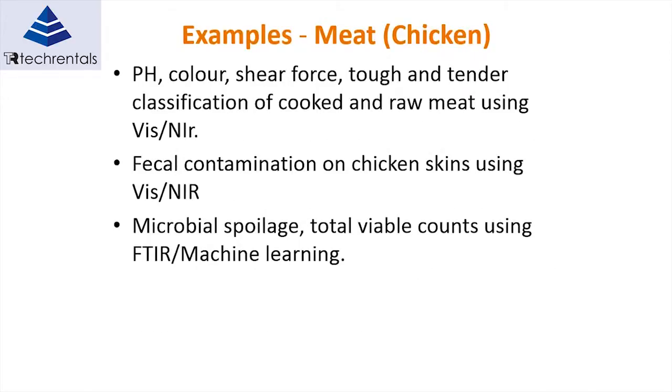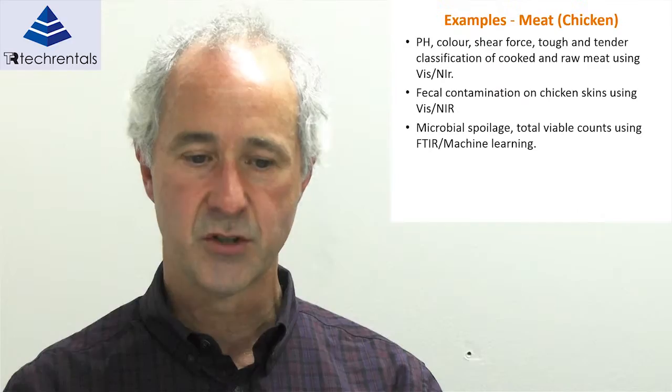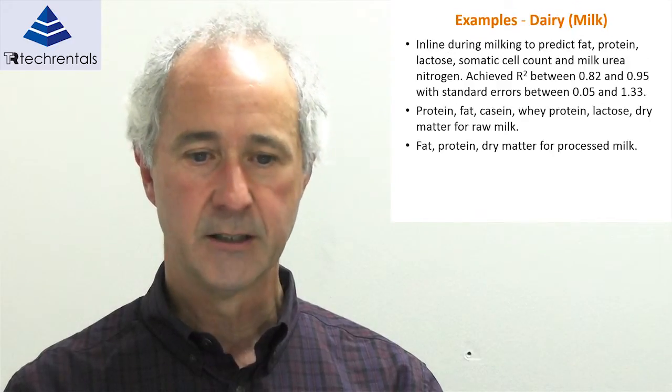Chicken, I measure the pH, colour, shear force, tough and tender. There's also classification of cooked and raw meat using VIS and NIR, and fecal contamination of chicken skins using visual NIR. Microbial spoilage, I would say that's not necessarily been used in line yet, but a lot of research has been done in that area.